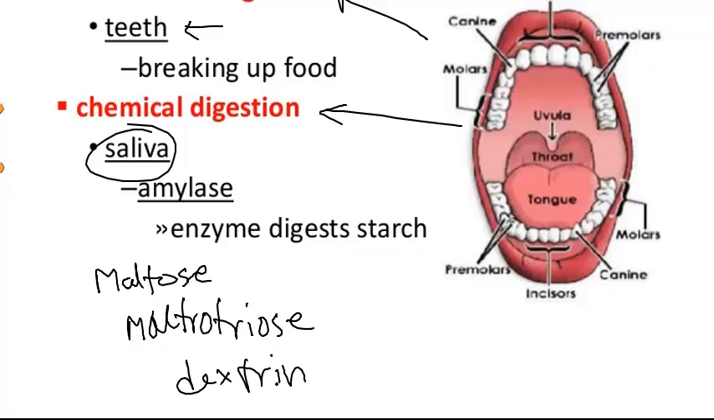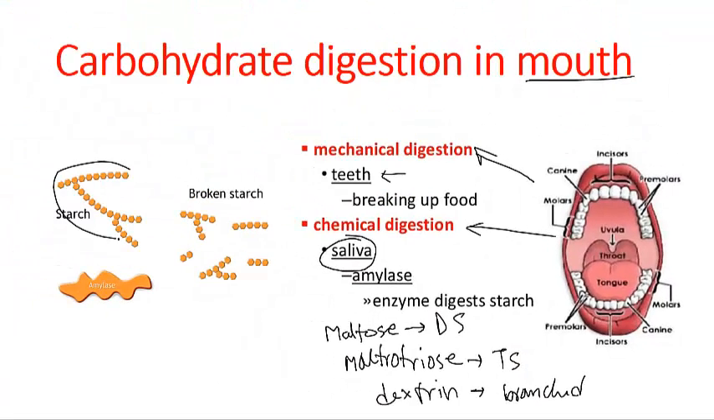Maltose is a disaccharide, maltotriose is a trisaccharide, and dextrin is a kind of branched fragment that is generated. As you see, starch is a hugely branched molecule. It has been broken into all these smaller fragments.